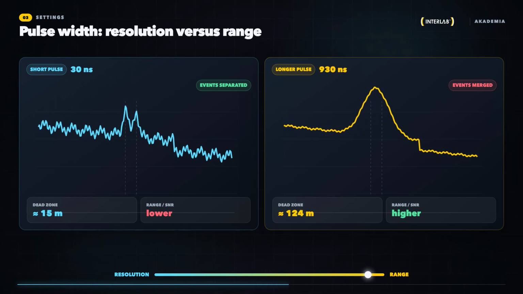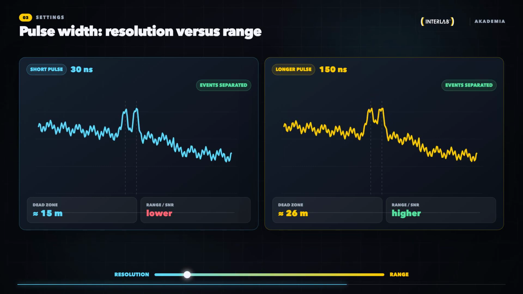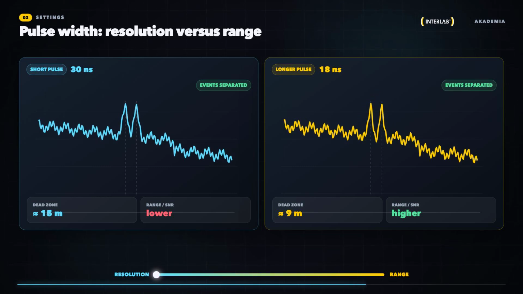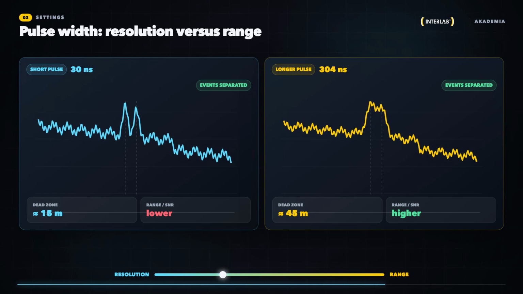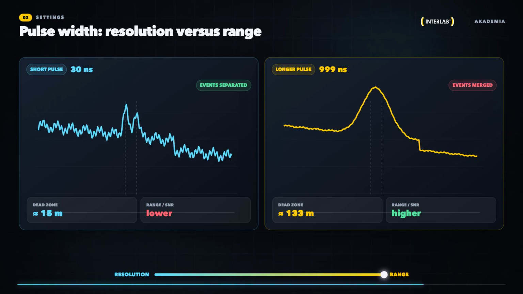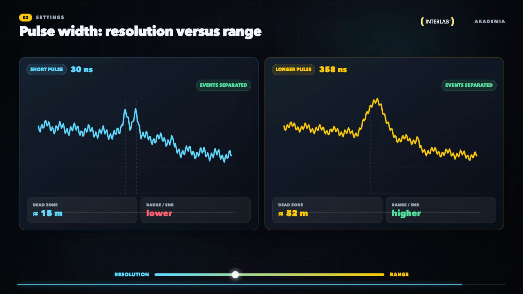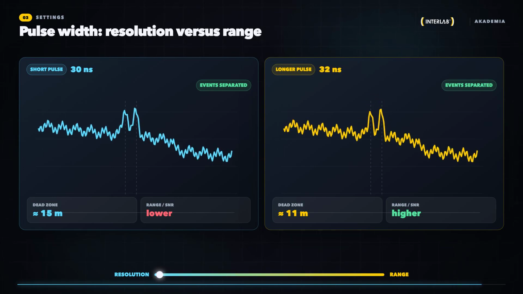That is why, on short and densely populated links and in passive optical networks, we begin with pulses of about 10 to 30 nanoseconds. Long backbone links may require pulses of 300 nanoseconds or more. When you need both resolution and range, take two measurements. Judge each event from the trace that shows it best.